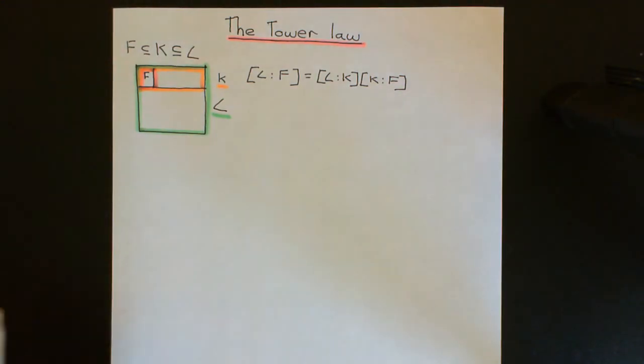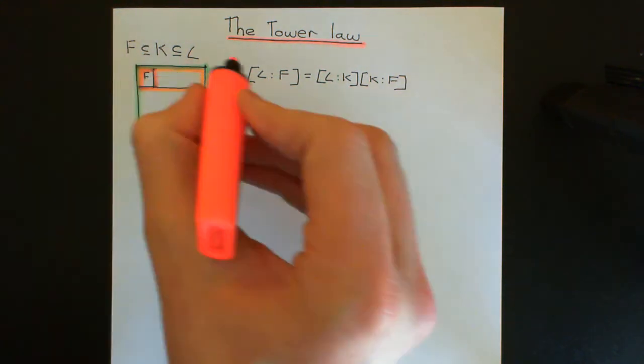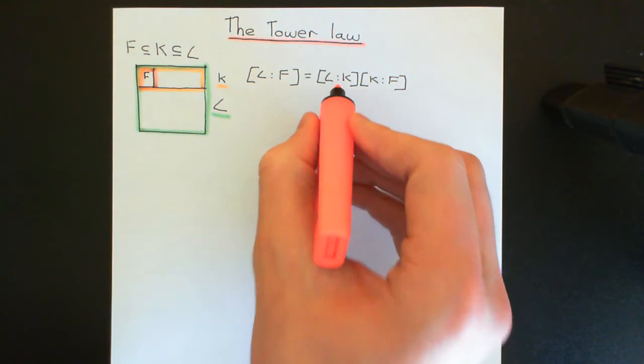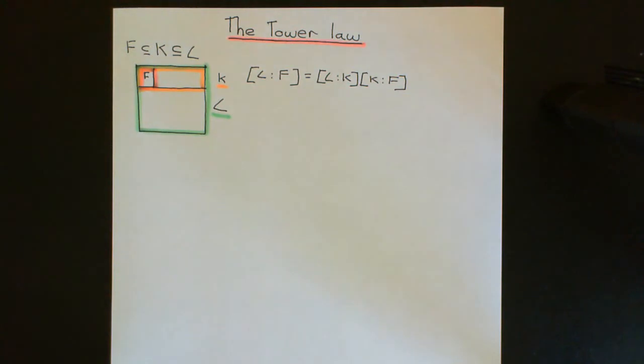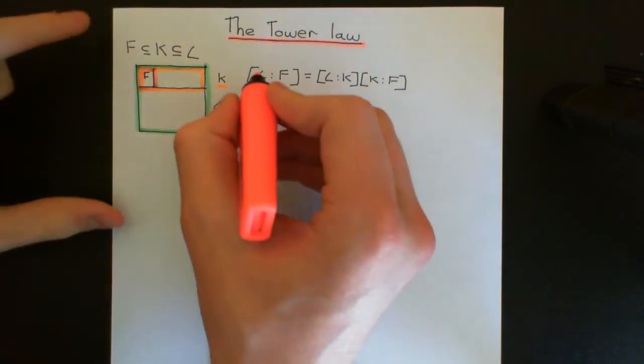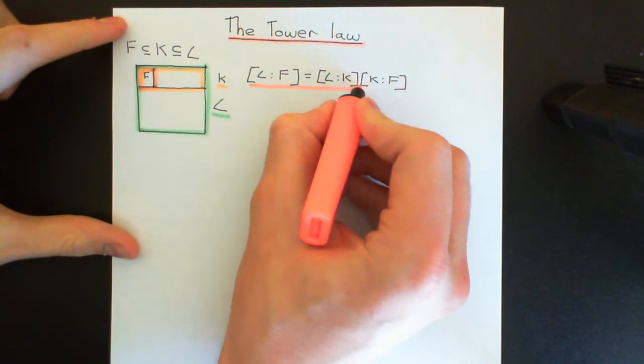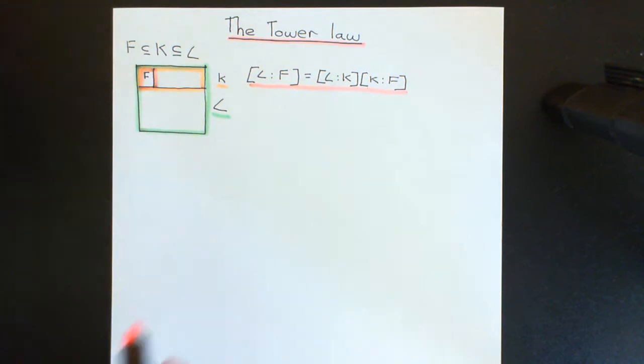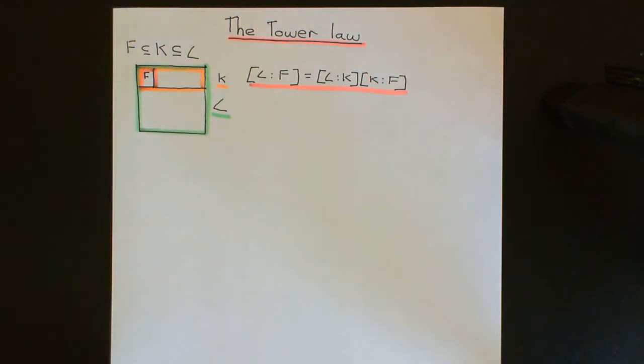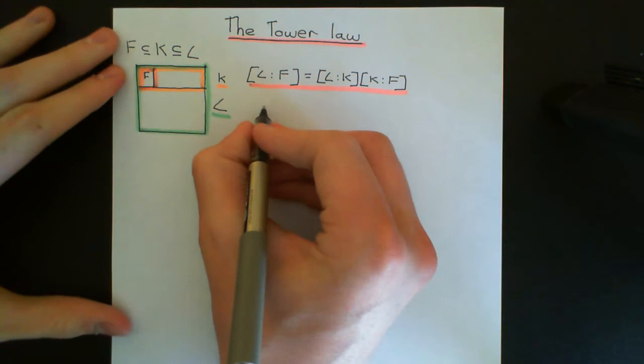It's all about saying what is going to be the degree of this largest field L over the smallest field F, and you can get this if you know what the degree of the field extension L over K is, and you know what the degree of the field extension K over F is. So this is what I will mean by the Tower law, and this is what we're going to try and prove in this video.